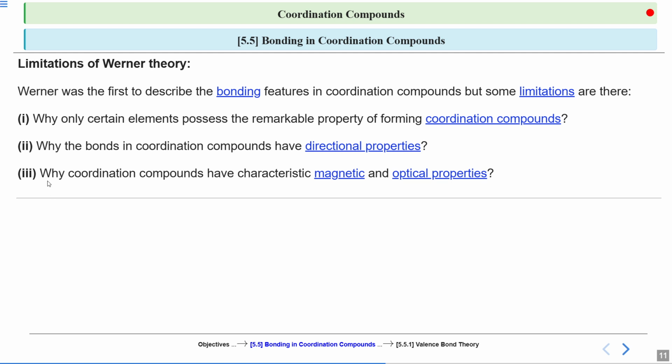The third limitation is why the coordination compounds have characteristic magnetic and optical properties. It was given that the coordination compounds show their own magnetic and optical properties, but why is it so? That is not explained by the Werner theory. So these are the three limitations. Werner was the first to describe the bonding features present in the coordination compound, but he was not able to explain these three major limitations.